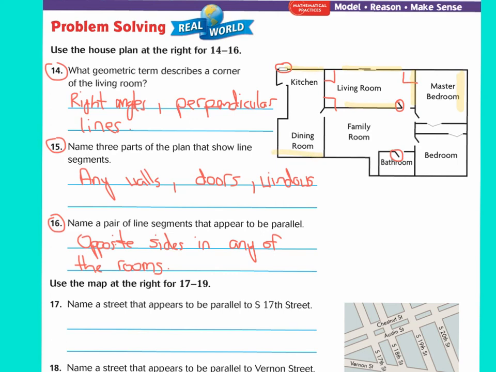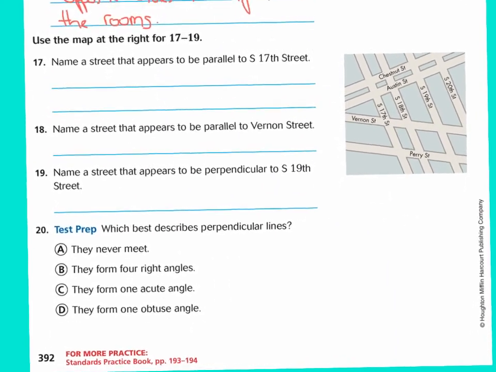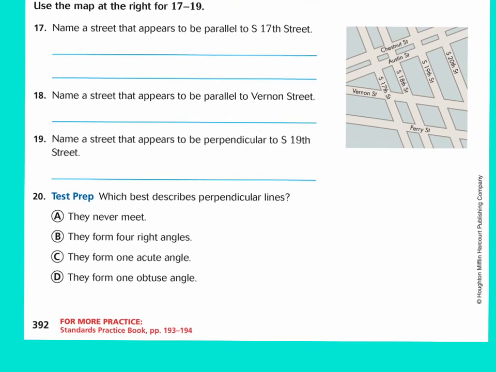Let's shift down now to our last problem. If you have time, you can go back and do 17, 18, 19, but I'm trying to wrap this up. It says test prep, which best describes perpendicular lines? Are they lines that never meet? Do they form four right angles? Do they form one acute angle, or do they form one obtuse angle?